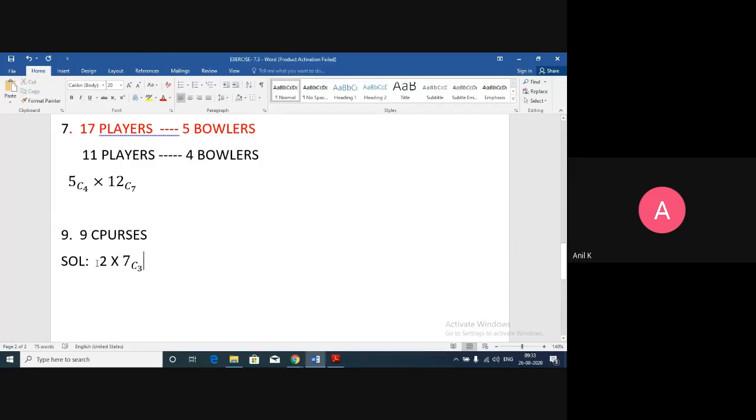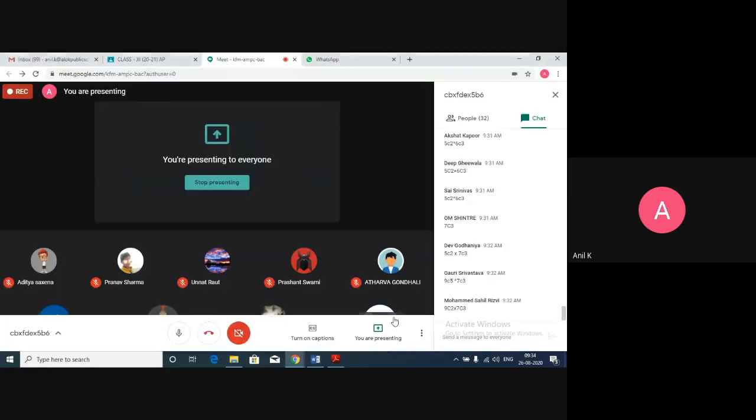Can I put 2 here? Can 2 courses be selected in 2 ways, or only 1 way? I think this can be only 1 way. Sorry, it's not 2 ways. I think 7C3 only, your answer is correct, because those are compulsory courses. They have to opt for them. There is no option, so both courses they can pick. The first course can be done in 1 way, the second course also in 1 way. 1 into 1 is 1 only. So 1 into 7C3 is 7C3. Okay.